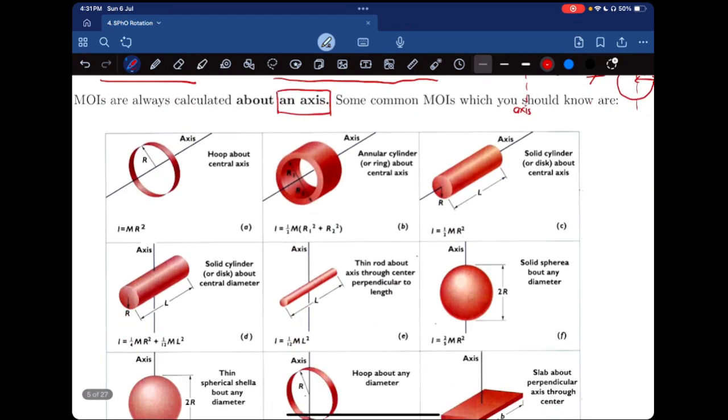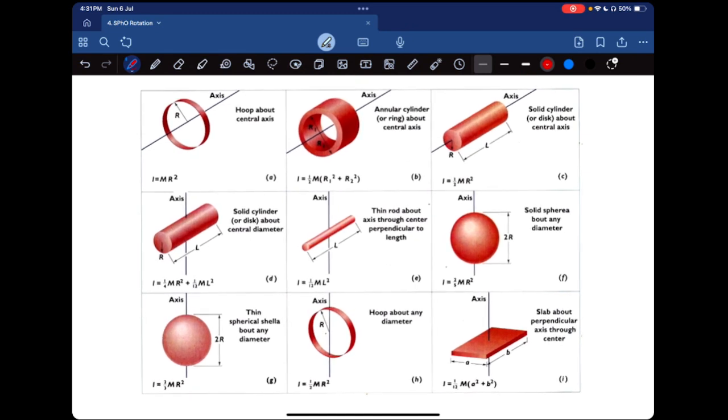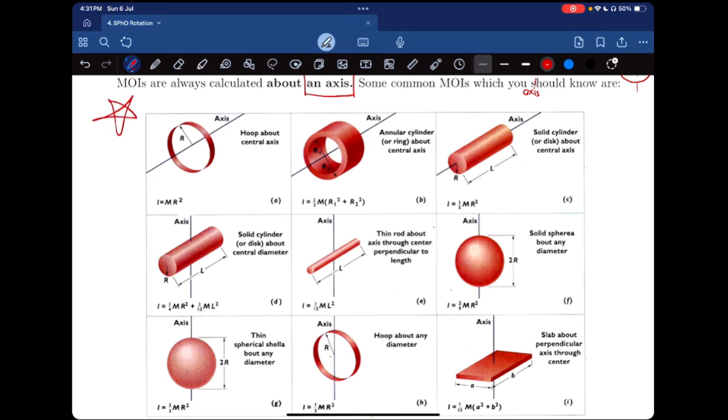So here are some common MOIs that you should know because these objects are quite common geometries. I would highly recommend you to memorize a few more common ones, which I will take right now.